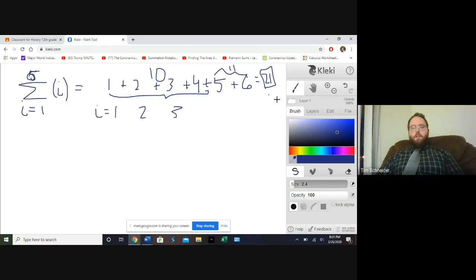Now that is actually a little tricky. It's hard to get. There are some weird things going on, but you notice we started with 1. So at the very beginning, I is 1. And at the very end, I is 6. This is the stopping number, 6 right here.